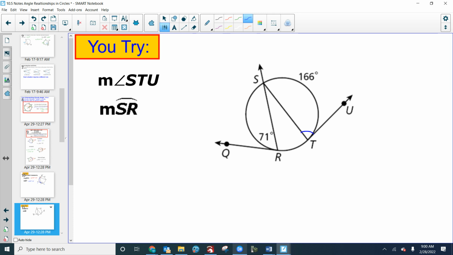STU. Oh, look. Vertex T is on the circle. The angle is half the arc. What's half of 166? 83 degrees. So bring it 83 degrees. And arc SR. Well, the arc, look at the angle. It's on the circle again. The arc is double the angle. What's double 71? 142 degrees.